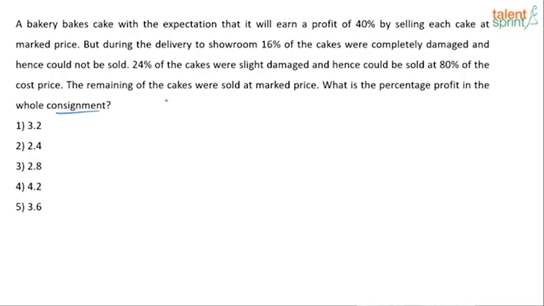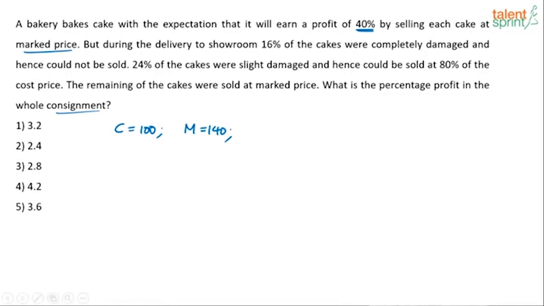Now throw some numbers, cost price, selling price, and see what happens. Like for example, he says the bakery's expectation is that it will earn a profit of 40% by selling each cake at the marked price. Let's assume the cost price is 100. Now the expectation is that it will earn 40% if the cakes are sold at the marked price, which means the marked price should be how much? 140. 100 becomes 140. Then only your profit is 40%, right? So basically the bakery wants to sell at 140 rupees. It is investing 100 rupees in each cake. It wants to sell at 140 rupees.